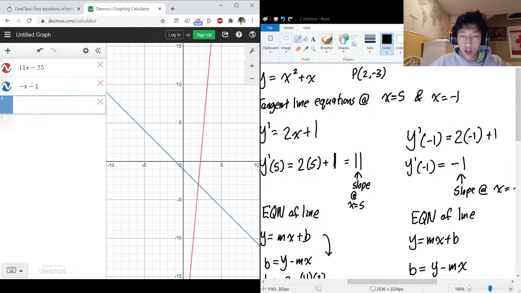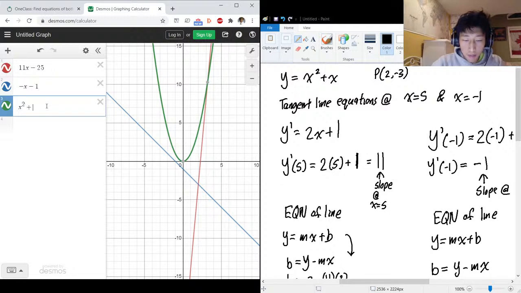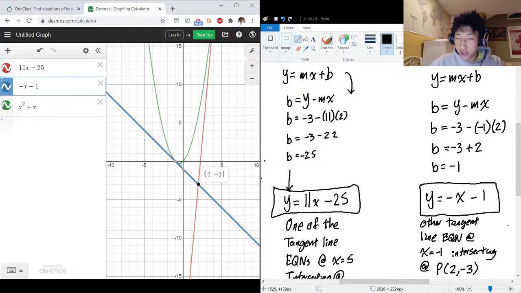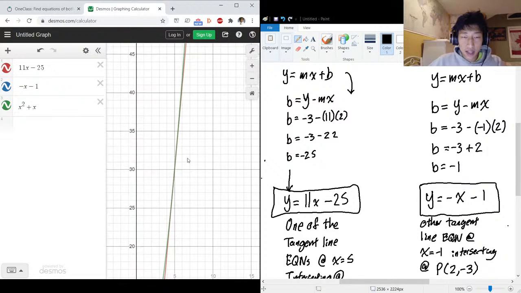That's cool. Our original equation was x squared plus x. That looks pretty tangent to me, and it's intersecting at our point of interest. So the blue line, y equals -x minus 1, looks pretty good. Our red line corresponds to 11x minus 25. Hey, that looks pretty tangent. It looks so tangent that they're basically on top of each other.